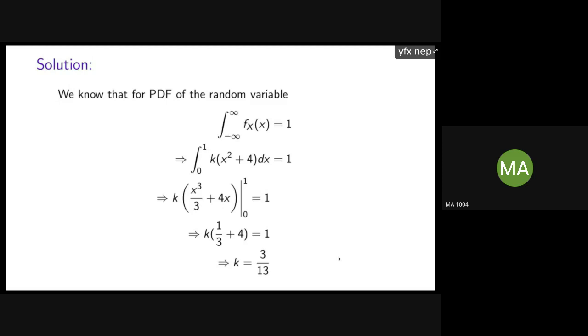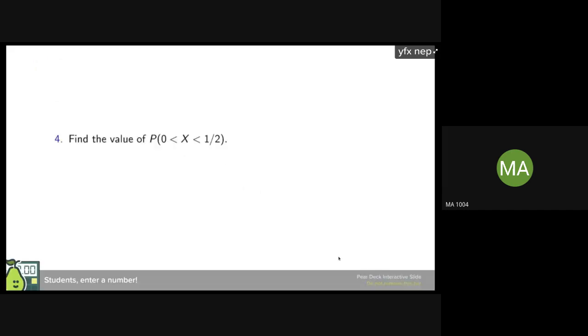Those who did not get that answer, just check it once. Maybe there was a calculation mistake. Now with the same CDF or PDF given there, you have to find the probability that x is between 0 and 1 by 2. Can you find it? So can you tell me what should be the approach here? Will you go with CDF or will you go with PDF?